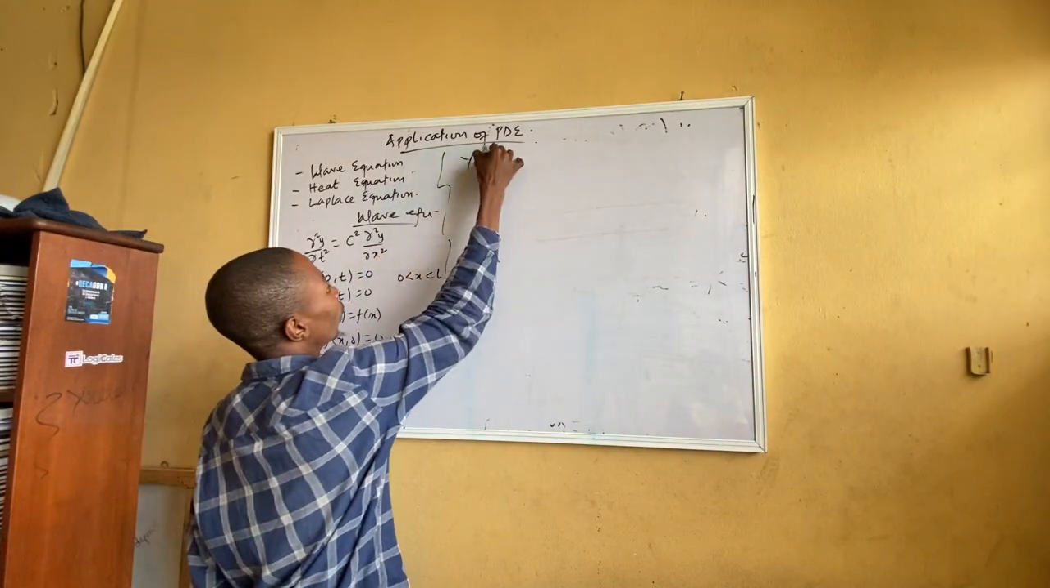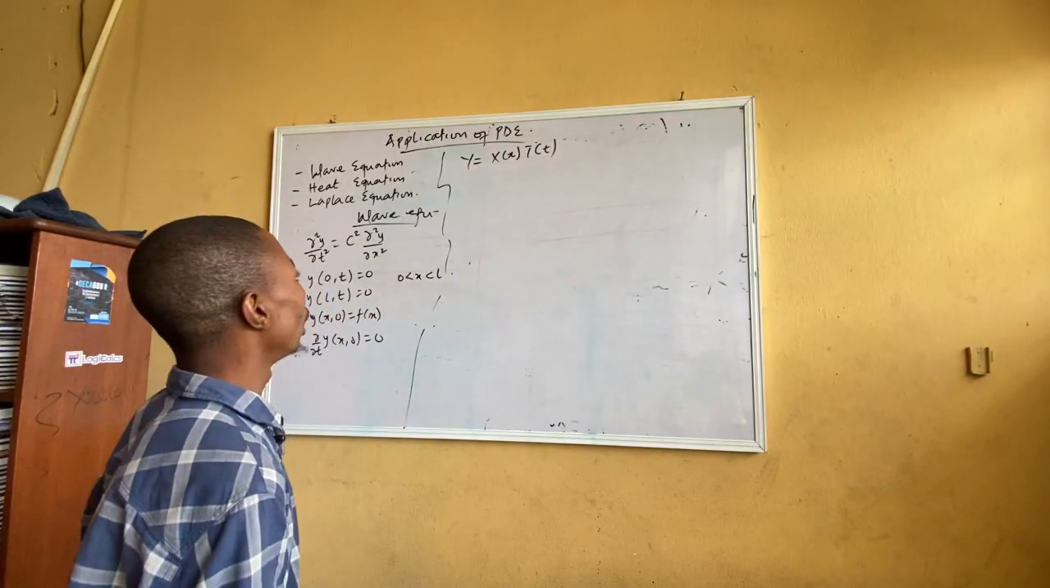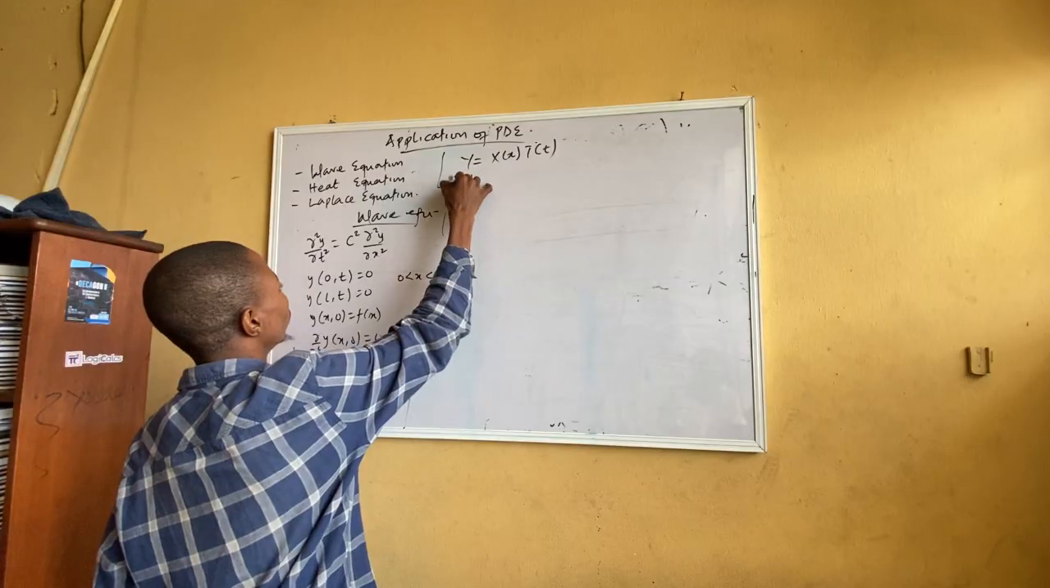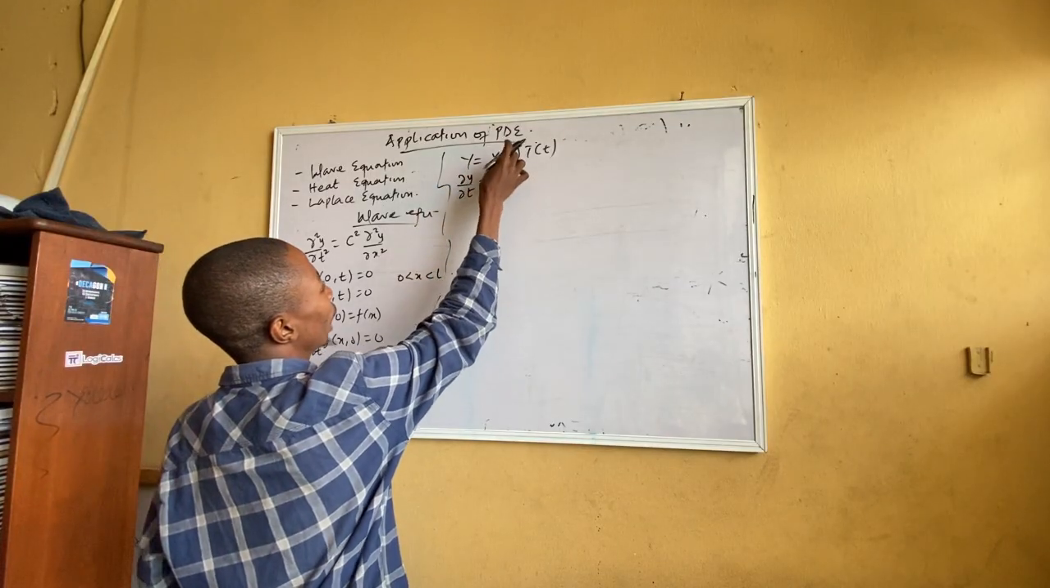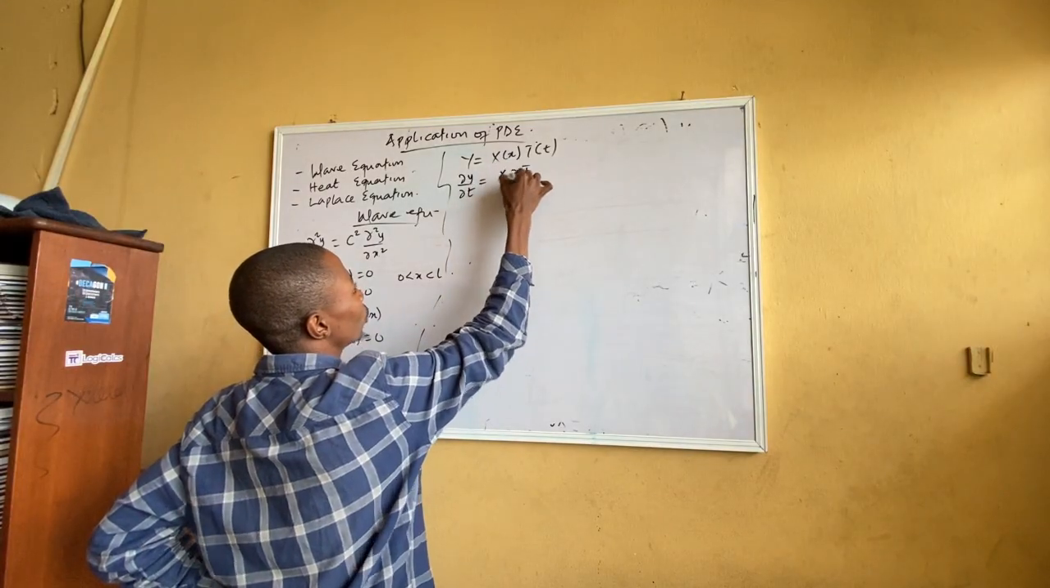So we say let y equals X of x, T of t, right? So in that case, what is dy dt? dy dt is equal to what? We are differentiating with respect to t, keeping x as constant. It will be X dT, the small t, right?